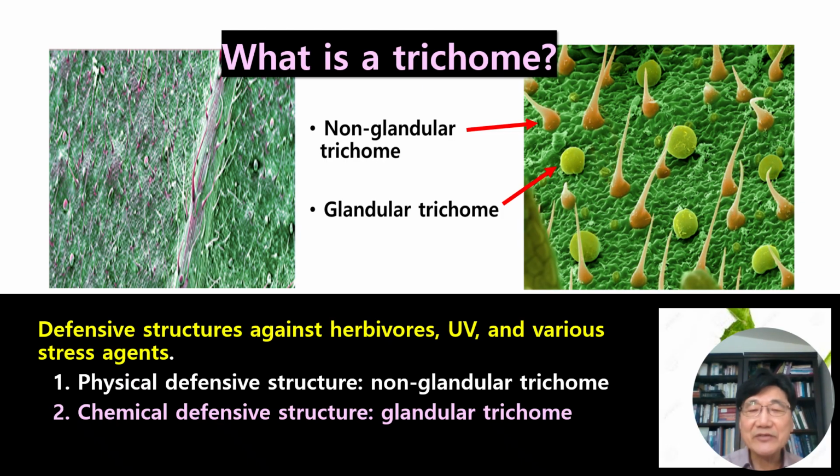Let's start today's lecture. What is a trichome? To put it simply, plant trichomes are a defensive structure against herbivores. Trichomes are generally divided into two groups, non-glandular and glandular trichomes, according to the presence of secretory substances. The non-glandular trichome is considered a physical defensive structure, while the glandular trichome is recognized as a chemical defensive structure.